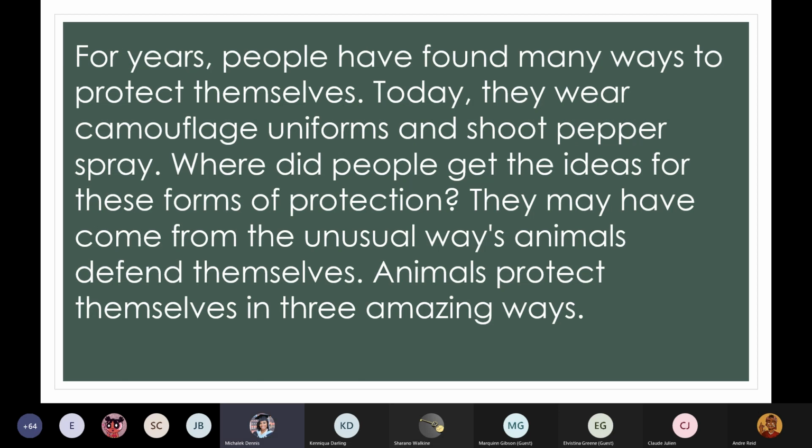Okay, so yes, you guys are correct. Animals protect themselves in 3 amazing ways. Now, based on your thesis statement, what do you think the supporting paragraphs are going to be about? What do you think the supporting paragraphs are going to be about? Let me see if you understand what the thesis statement is really saying. All right, they are things you talk about in the intro, Jeremy says.